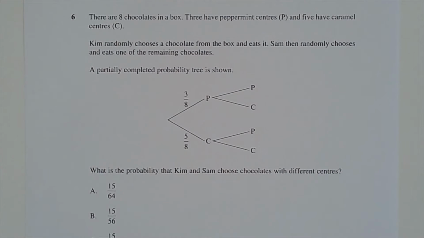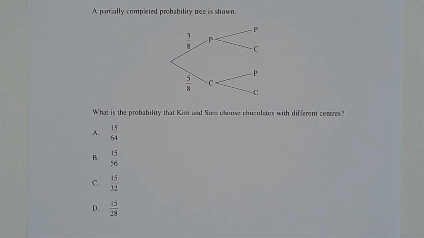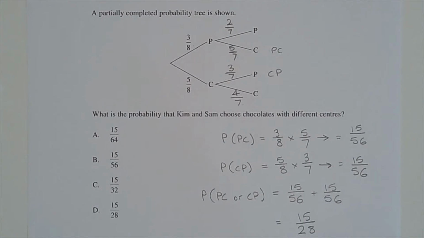A partially completed probability tree is shown. What is the probability that Kim and Sam choose chocolates with different centers? The first step is to complete the probability tree.